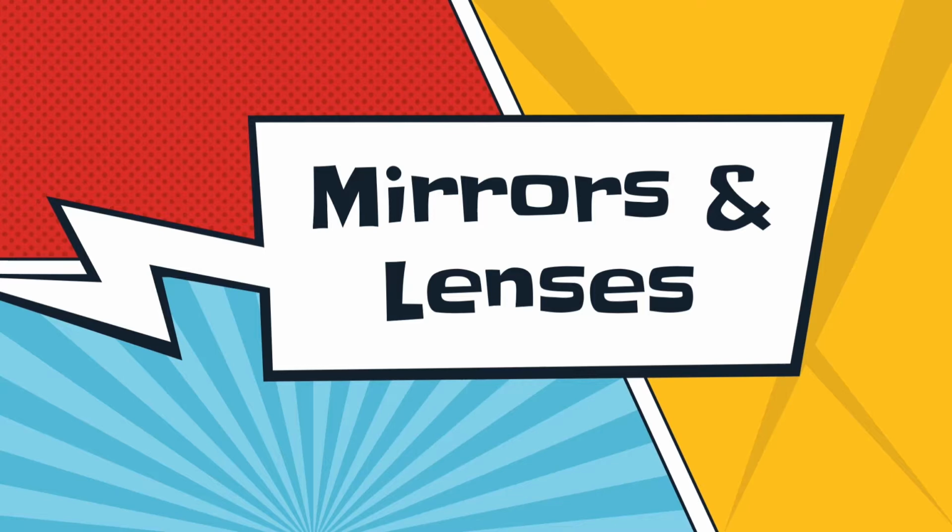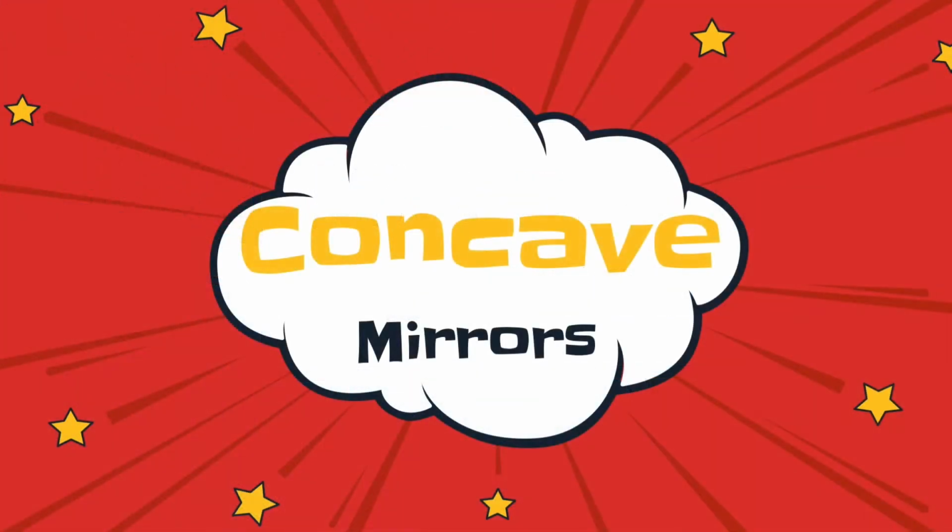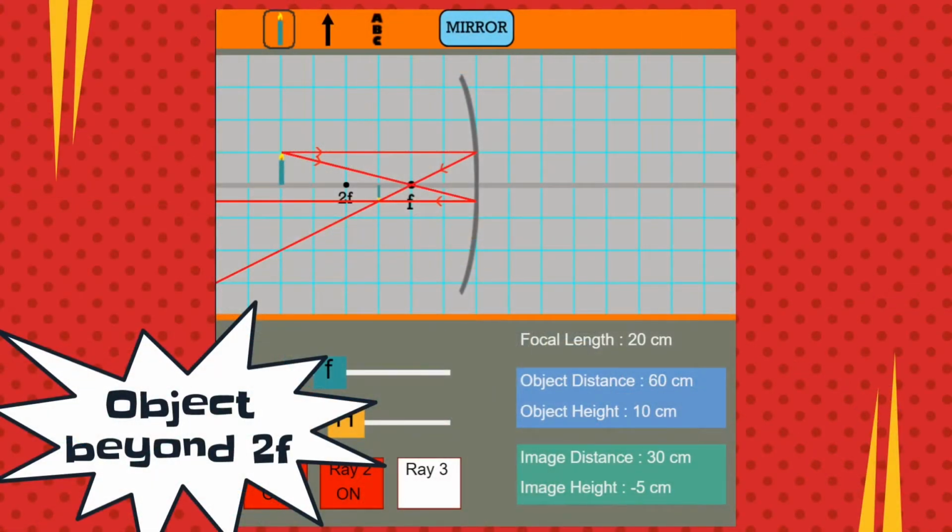So here are the examples of different images that can be formed in mirrors and lenses. Let us discuss each. First, concave mirrors. Again, concave mirrors are mirrors that the inner surface is the one that reflects light. First condition, object beyond 2F.